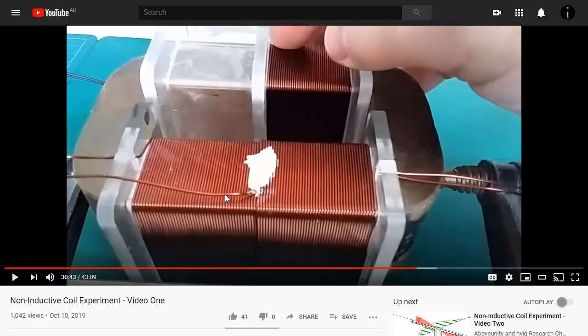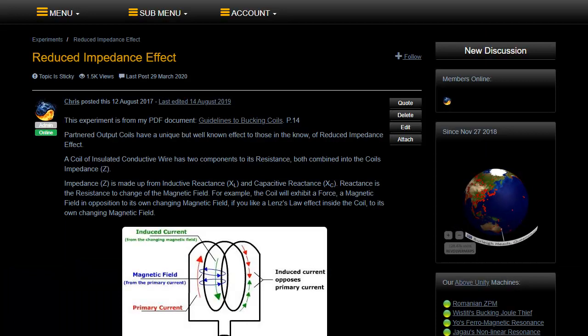Back EMF. If you understand back EMF properly and how it works, then it's the same sort of thing. I'll just bring up a picture quickly. This is what I termed the reduced impedance effect. When I found this effect, I couldn't find any information on it anywhere. It wasn't documented. So I thought, right, well, this needs to be explored and we need to figure out what's going on.